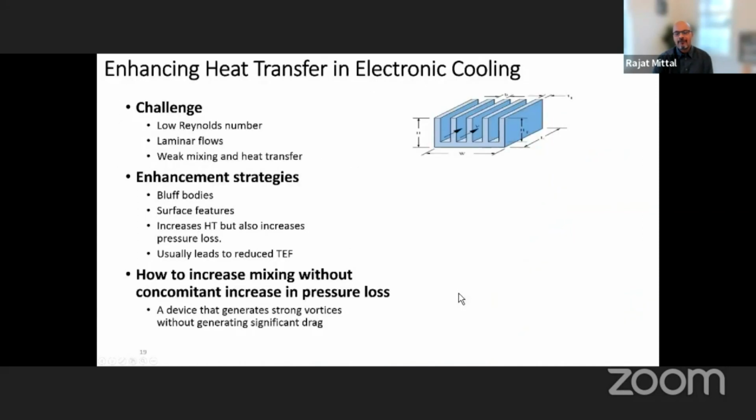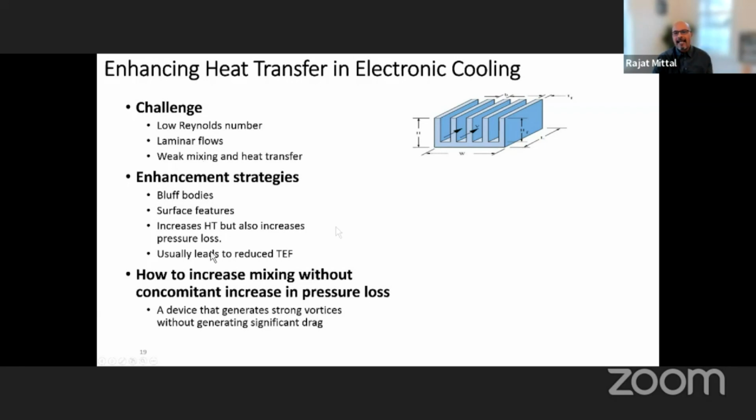I'm going to switch now to an application in heat transfer. And this is connected with heat transfer in electronic cooling. And the basic challenge in heat transfer in these low Reynolds number flows is that these flows are laminar and the mixing and heat transfer is very weak.